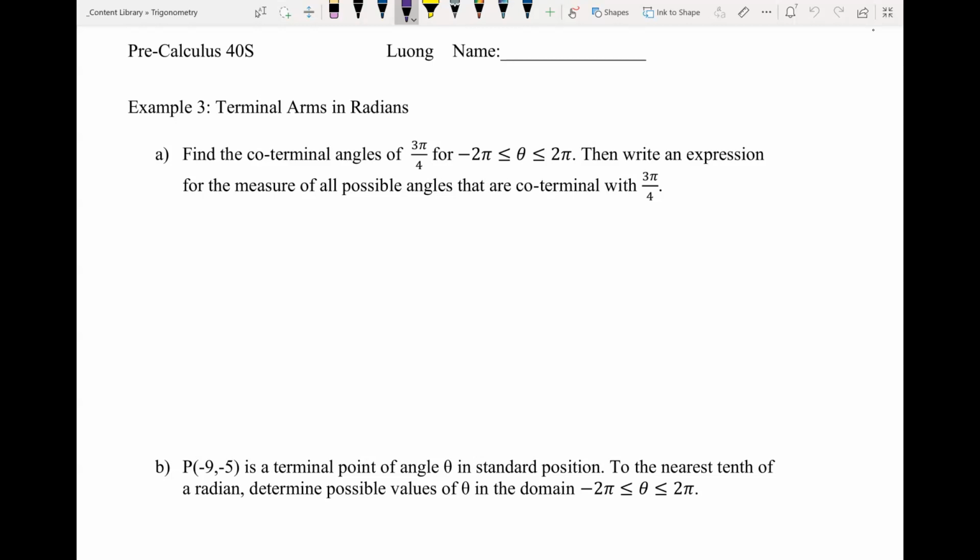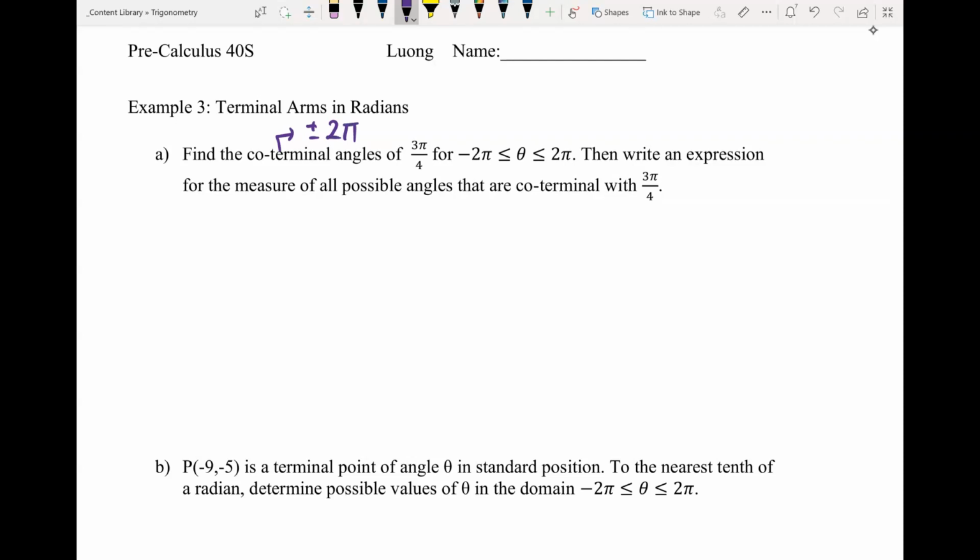Then we're going to write an expression for the measure of all possible angles that are coterminal with 3 pi over 4. So to find coterminal angles, if it was in degrees, we would add or subtract 360. In this case, because we're working in radians, we're going to add or subtract 2 pi, and then we'll get a coterminal angle.